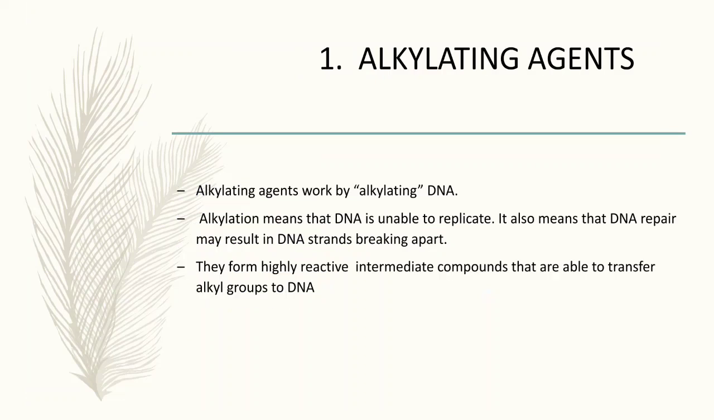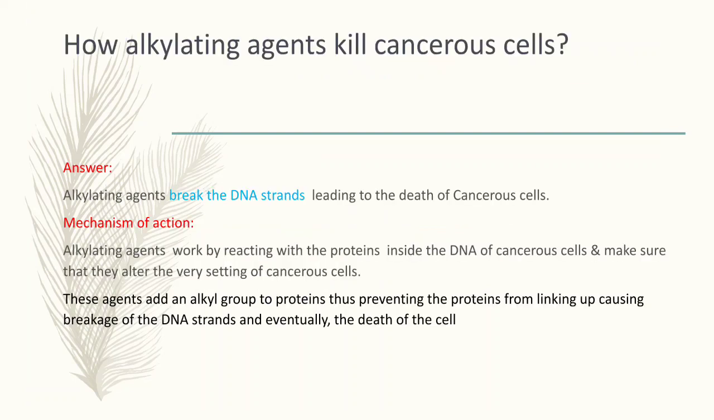Alkylating agents. Alkylating agents work by alkylating DNA. Alkylation means the DNA is unable to replicate. It also means that DNA repair may result in DNA strands breaking apart. They form highly reactive intermediate compounds that are able to transfer alkyl groups to DNA. How do alkylating agents kill cancerous cells? The answer is that alkylating agents kill the cancerous cells by breaking the DNA strands.